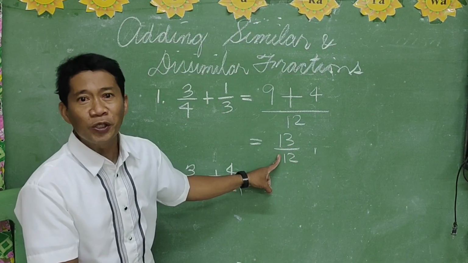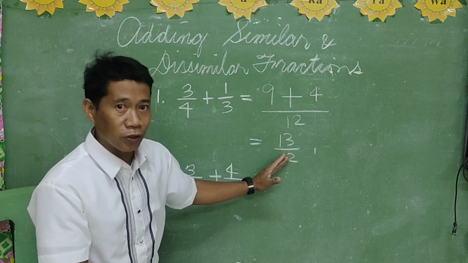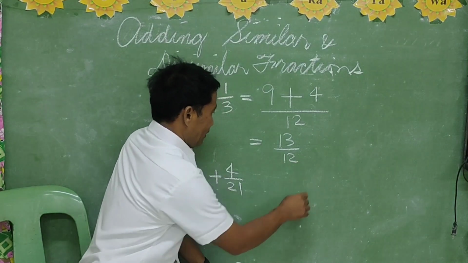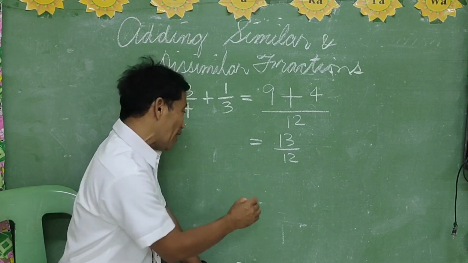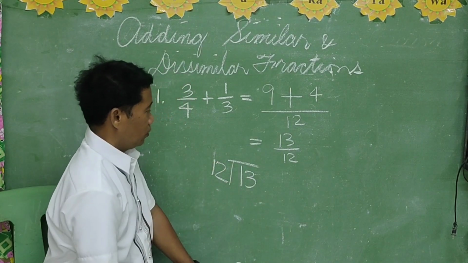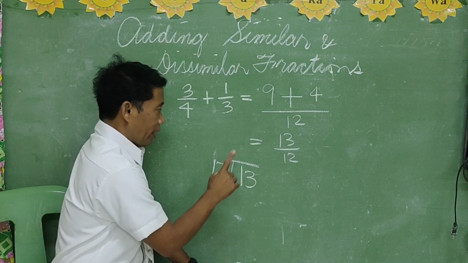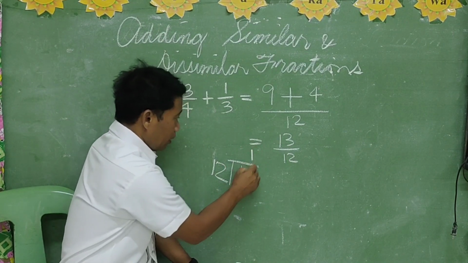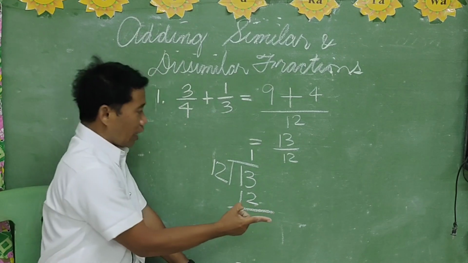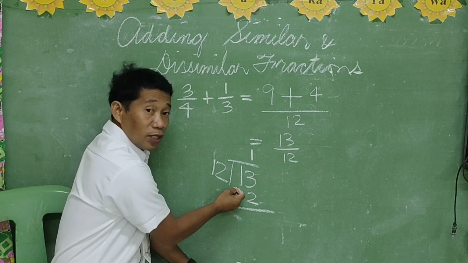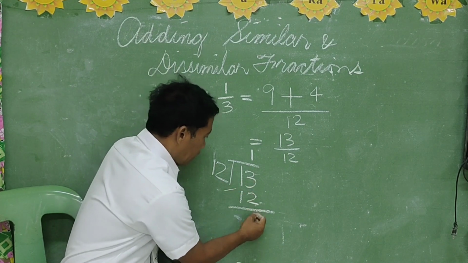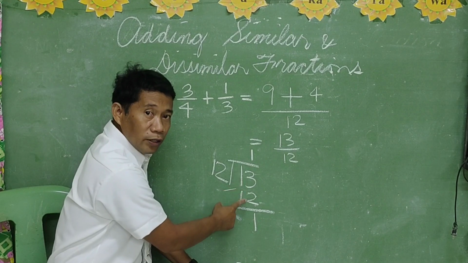What you have observed about your answer? Your answer is an improper fraction. If the answer is an improper fraction, you are going to divide it. What number we're going to divide? 13 divided by 12. So 13 divided by 12, the answer is 1. You are going to write it on the ones place. Then 1 times 12, the answer is 12. Ngayon, anong gagawin natin dito? We are going to put the subtraction sign. 13 minus 12, so 3 minus 2, the answer is 1. And 1 minus 1 is 0.